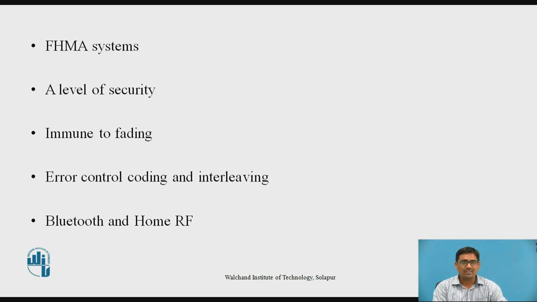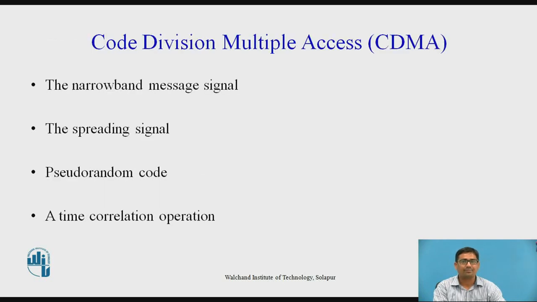In addition, the FH signal is somewhat immune to fading, since error control coding and interleaving can be used to protect the frequency hopped signal against deep fades which may occasionally occur during the hopping. Error control coding and interleaving can also be combined to guard against collisions, which can occur when two or more users transmit on the same channel at the same time. Bluetooth and HomeRF wireless technology have adopted FHMA for power efficiency and low cost implementation.